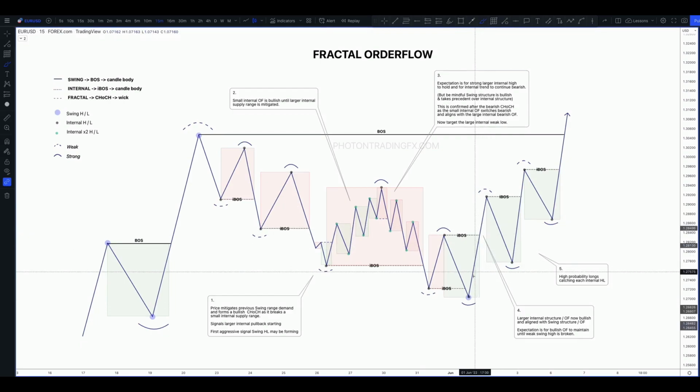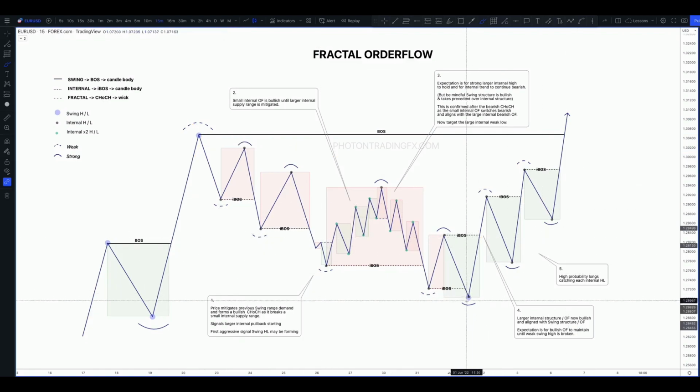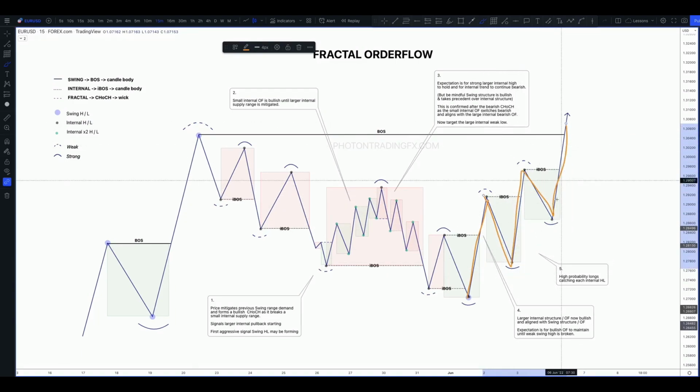So now what do we expect? Now we expect these demand ranges to hold until it takes out that weak swing high, until it takes out the start of that bearish internal leg, which in this case is where the swing high is. So that's why when we get that shift in bullish order flow, that shift in the larger internal structure, we now expect these ranges to hold until they go the whole way up.